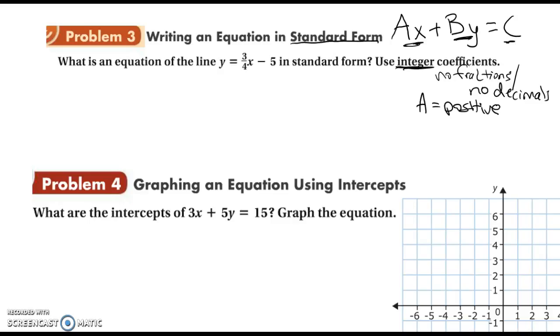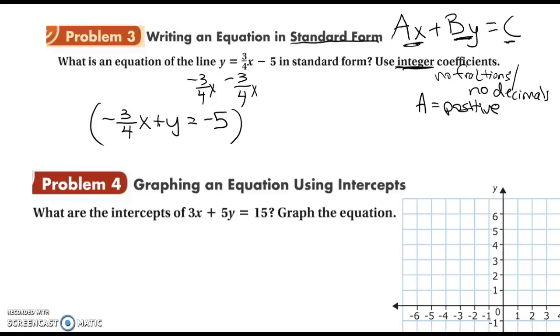Okay, so let's try the example. In this equation, notice it's actually in slope-intercept form. We want to put it in standard form. That means we need the x term in front of the y term. So I'm going to subtract the x term to the other side and put it in front of the y. Next, we can't have a fraction. So right now, the denominator is 4. So you want to multiply everything by 4. Notice it's also negative in the beginning. So we're going to multiply everything by negative 4.